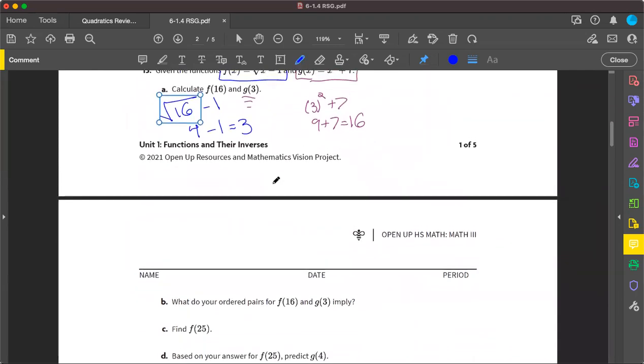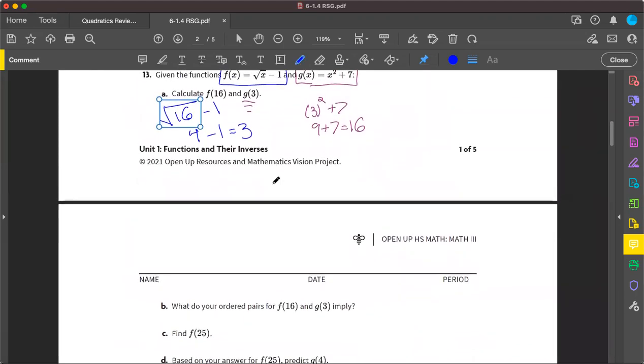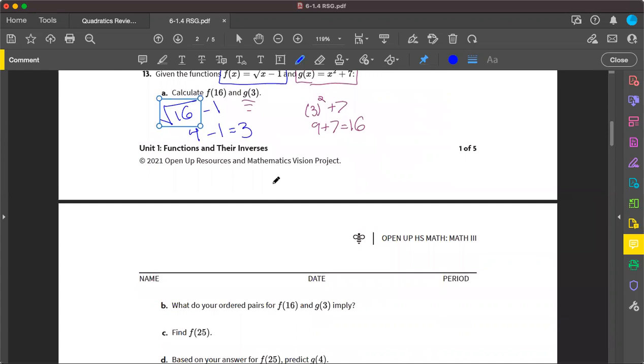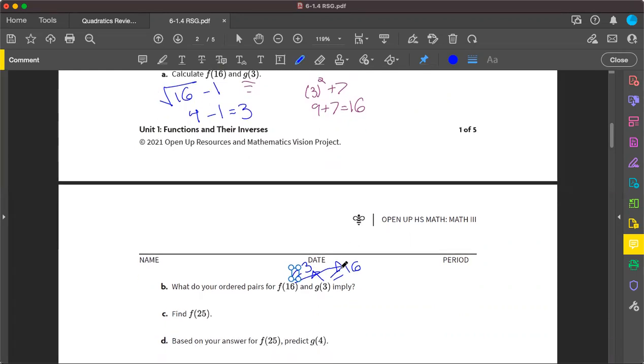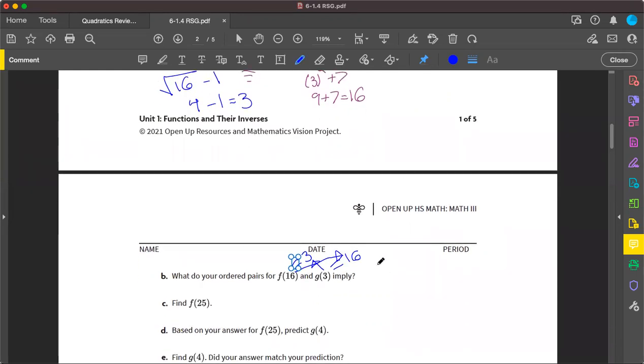What do your ordered pairs for f of 16 and g of 13 imply? I mean, the outputs are the inputs of the other. We know that this output was 3 and g of 3 was 16. Do you see how these kind of switched around? So what do the ordered pairs imply?